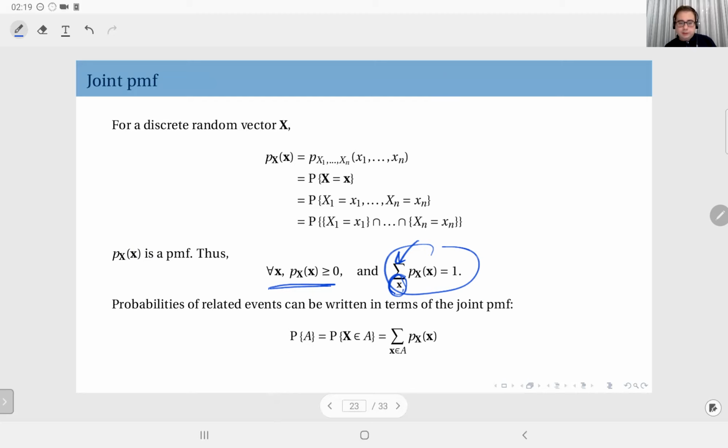And when you define the joint PMF in this way, probabilities of related events, as we have seen earlier, can be written in terms of the joint PMF. So the probability of an event A can be written as the sum of the probabilities for which the random variable falls in this event, which defines a subset of the space R to n. So you add the PMF values for those points, and you get this probability.